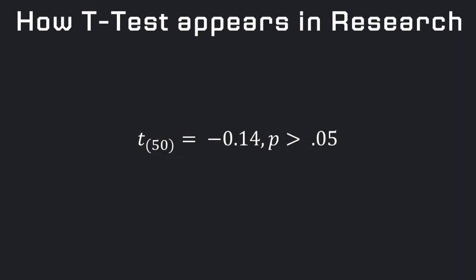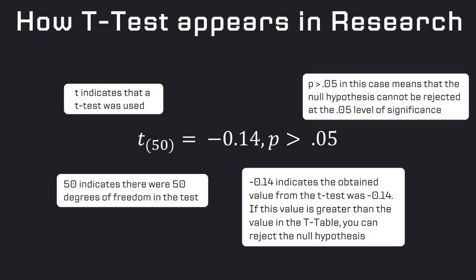In research, you'll often see the analysis of a t-test written something like this: t sub 50 equals negative 0.14, p greater than 0.05. What does that even mean? The t indicates that a t-test was used instead of a z-test or an ANOVA F-score. The 50 indicates that there were 50 degrees of freedom in the experiment, which means there were 52 participants. The negative 0.14 indicates that a value of negative 0.14 was calculated from the experiment.